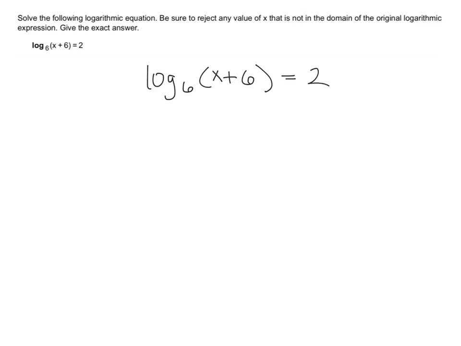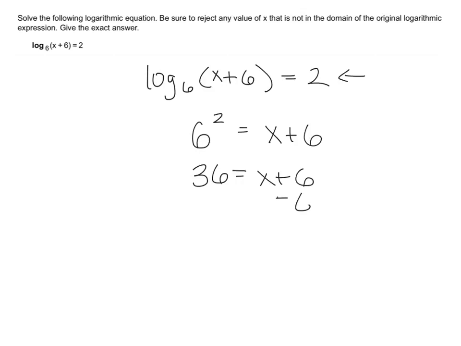So I have a base of 6, an exponent of 2, and that equals x plus 6. Next, we'll simplify 6 squared, that's 36, so 36 equals x plus 6. Next, subtract 6 from both sides, and we get 30 equals x, or x equals 30.